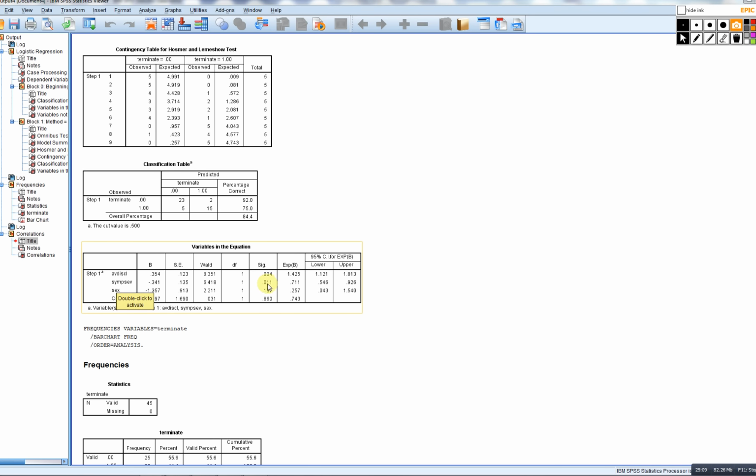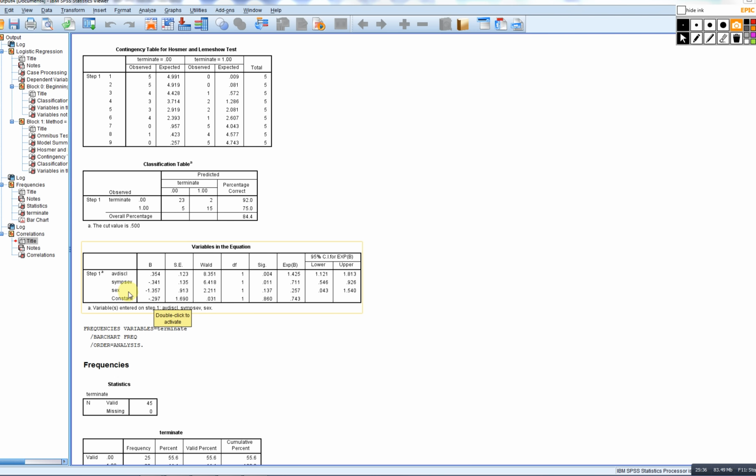When we look at sex, remember that males were coded 0 and females were coded 1. So a negative value right here means that if you were male, who again were coded 0, the likelihood of falling into group 1, which is the terminate group, is actually increasing.